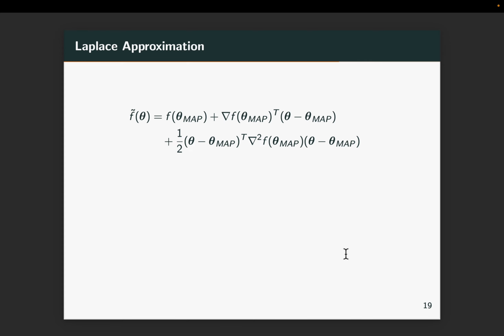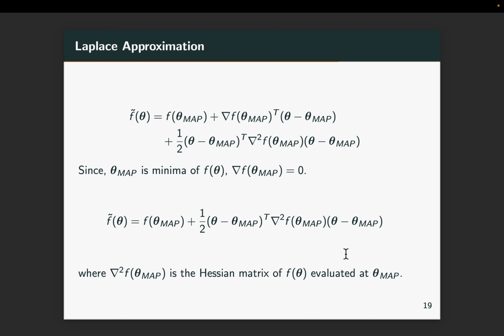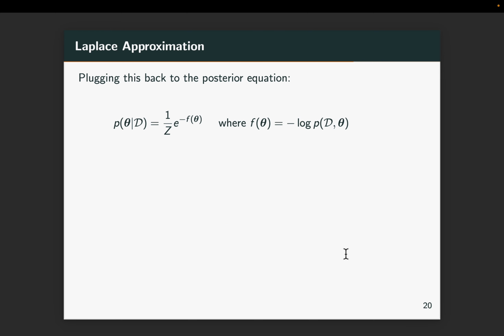So we have written f tilde theta to be f theta map, which is a constant, plus the gradient of f evaluated at theta map transpose times theta minus theta map, which is the first order term, plus the second order term, which is half, which is a theta square like term. So it is half of theta minus theta map transpose the Hessian evaluated at theta map times theta minus theta map. Given that theta map is the minimum of f of theta, it's an optima, so the gradient becomes 0. Therefore, our expression is simplified to f tilde theta equal to this f theta map plus the second order term. And we know that the second order term has this term called the Hessian evaluated at theta map. Right. Go back to where we started.